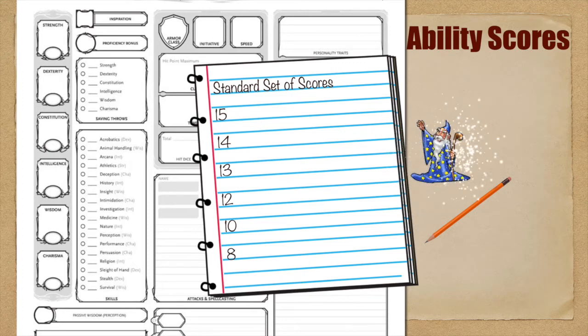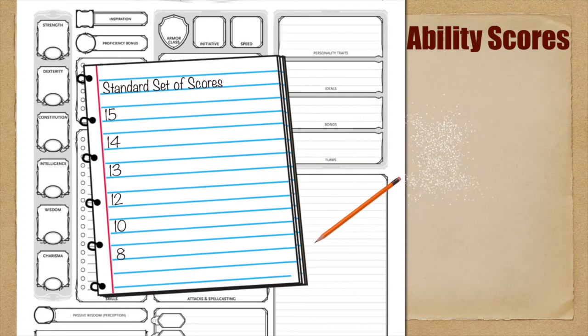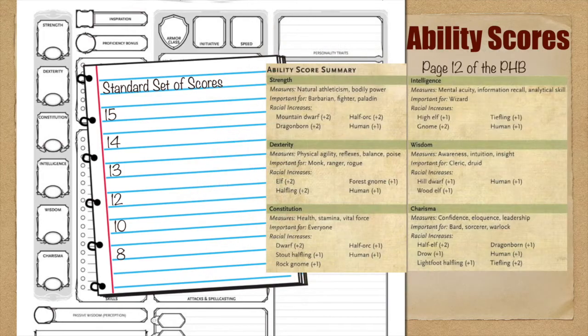So what do we do with them? And what do they mean? So on page 12 of the Player's Handbook, you can see this. This just gives you a bit of a rundown of each ability score, for example, what they're good for. So strength measures natural athleticism, bodily power, and it also gives you some of the classes that it's important for. So strength is important if you want to be a barbarian or a fighter or a paladin.